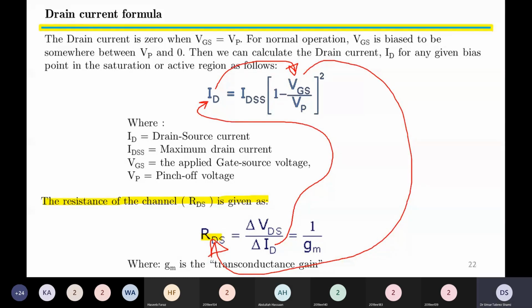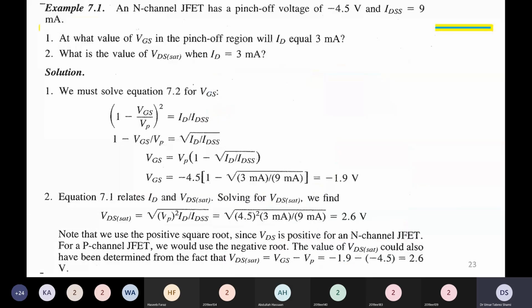So after this, now let us come to the next slide. On the next slide, we have an example, that is example 7.1. An N-channel JFET has a pinch-off voltage of minus 4.5 volt and IDSS equal to 9 milliampere. At what value of VGS in the pinch-off region will ID equal to 3 milliampere? And second, what is the value of VD sat when ID is equal to 3 milliampere?